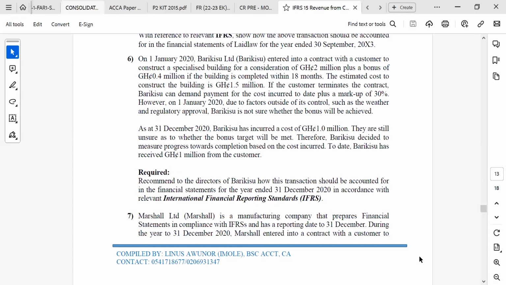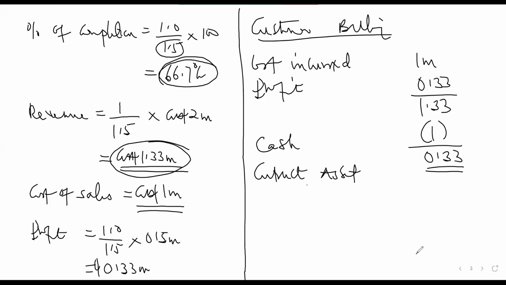So it's 18 months. We have done 12 months already, remaining 6 months. So this can be shown as a current asset. It means that the customer has paid only the cost. They are yet to pay the profit element. This is all about this question.